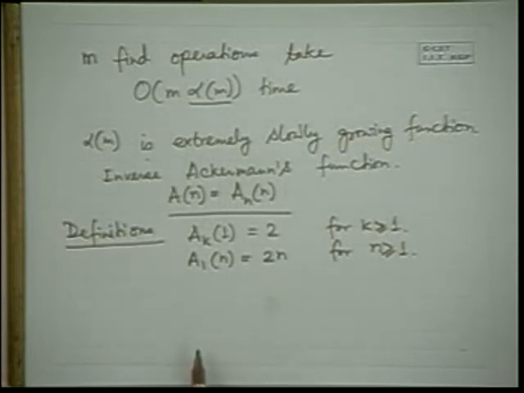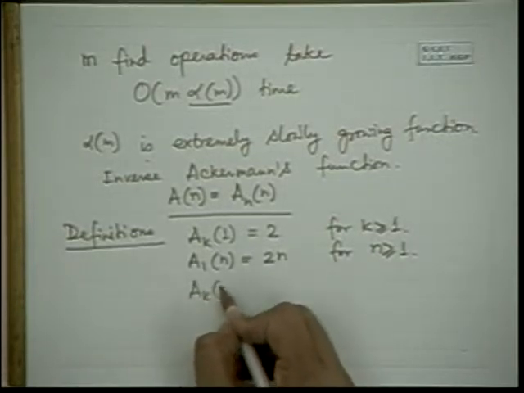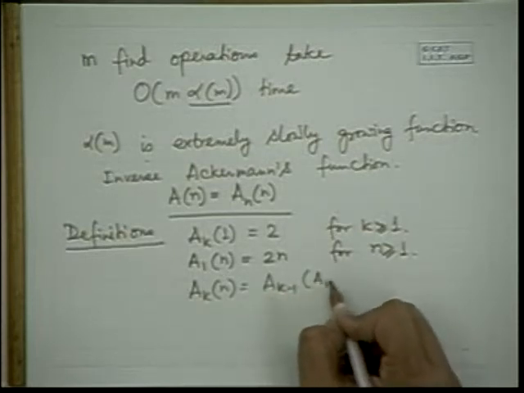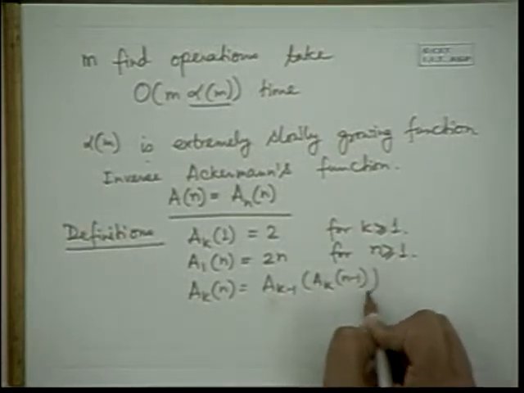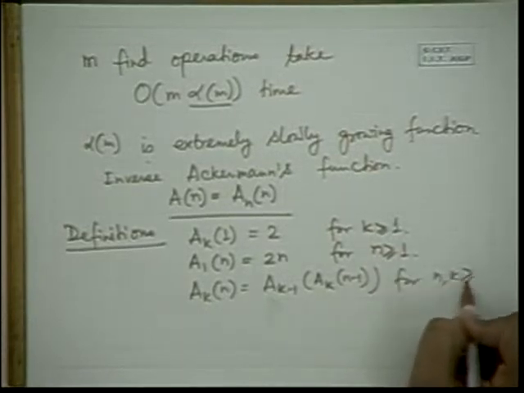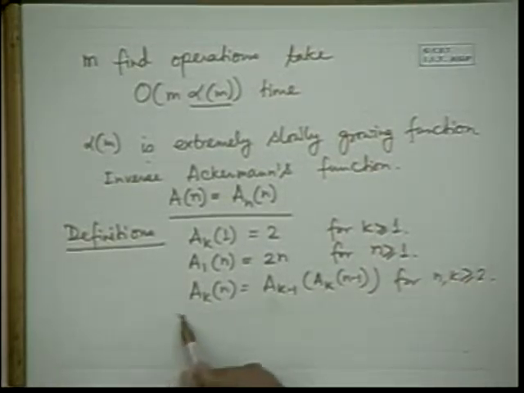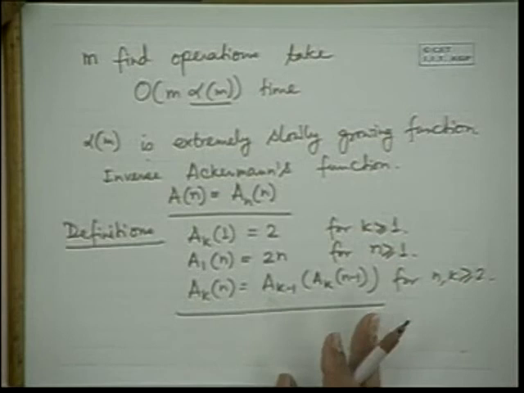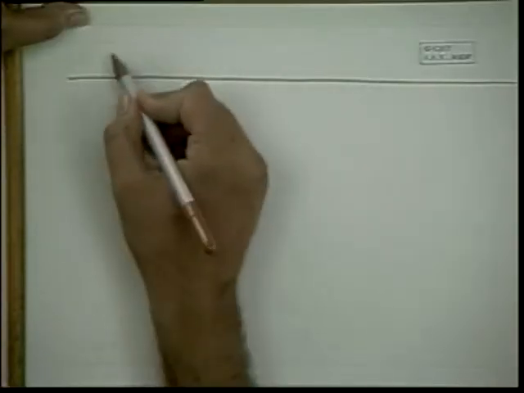Now I am going to define the function recursively, with a recurrence relation. A_k(n) is A_{k-1}(A_k(n-1)) for n and k both greater than or equal to 2. So this is the definition, and we will see this function grows rapidly. It grows with k and n rapidly, and that's why its inverse grows very slowly. So let's see how it grows. I'll construct a table, and immediately you'll see how fast it is growing.